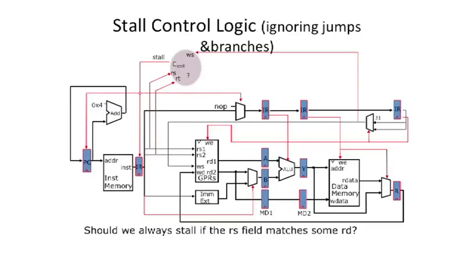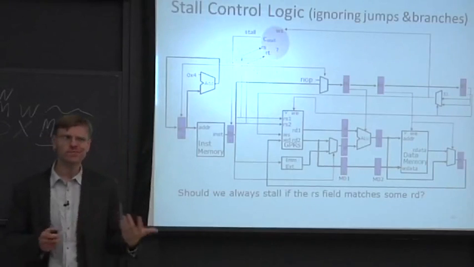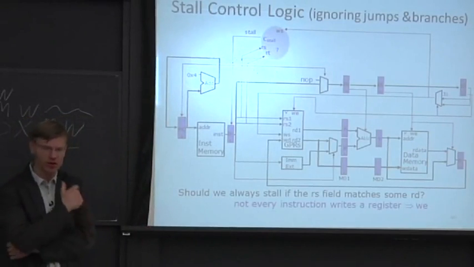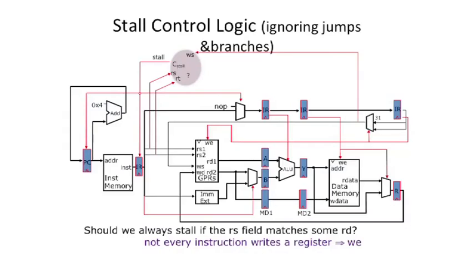OK, so should we just always stall if one of these source fields here or here matches RD? Well, not every instruction is going to write a register. What if we have something like a store instruction, which does not write a register? We probably shouldn't be doing this compare operation, because we can have better performance if we don't stall under those conditions.